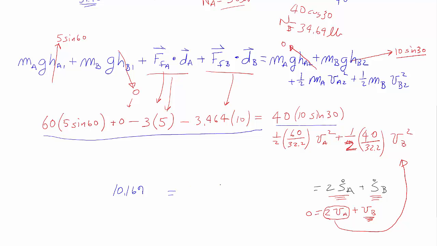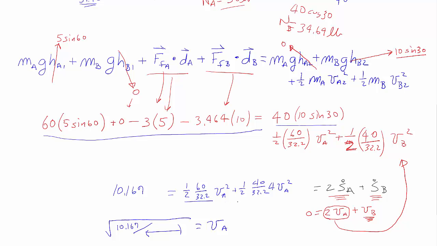Then I get 2 times VA squared plus 1/2 times 40 over 32.2 times 4 VA squared, which gives you VA squared. Or VA equal to the square root of 10.167 divided by all this stuff. Let's see if I can figure that out.